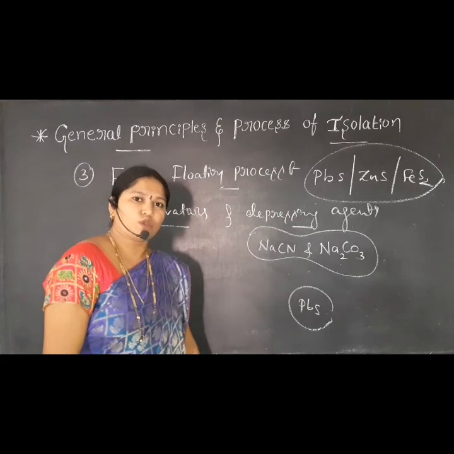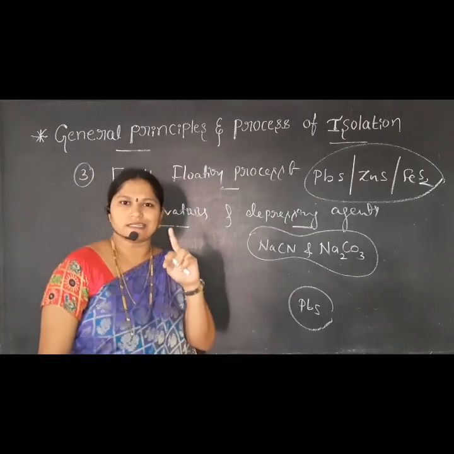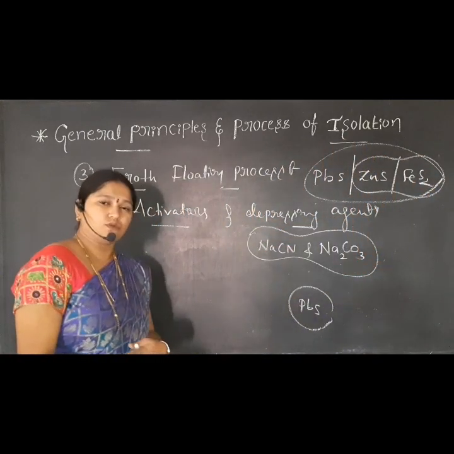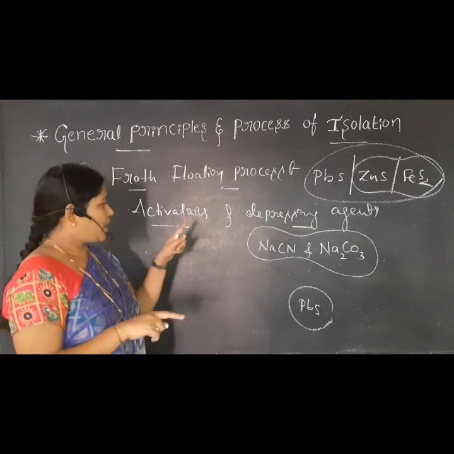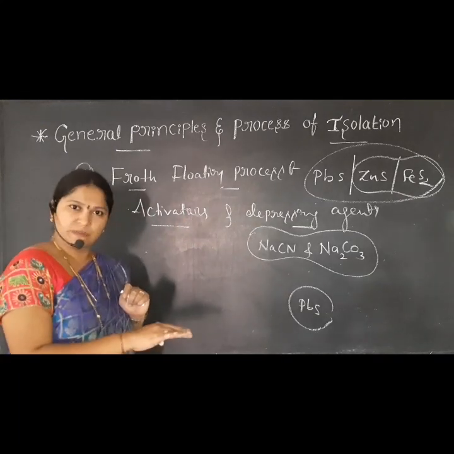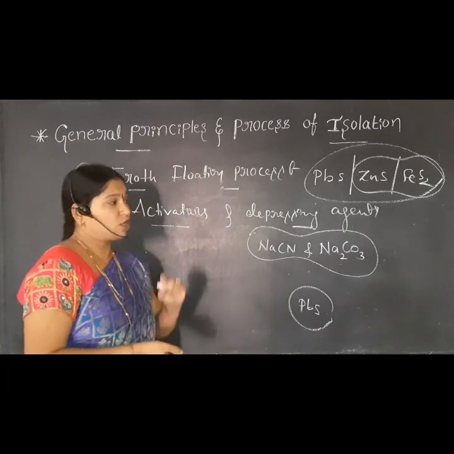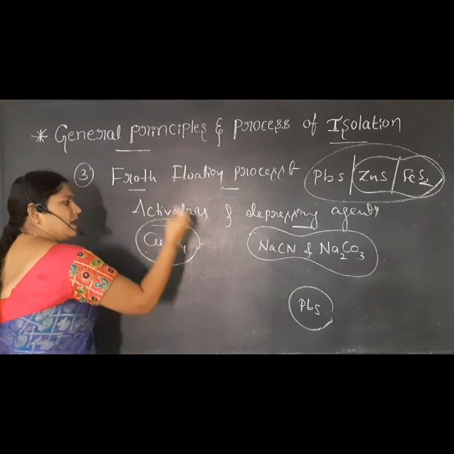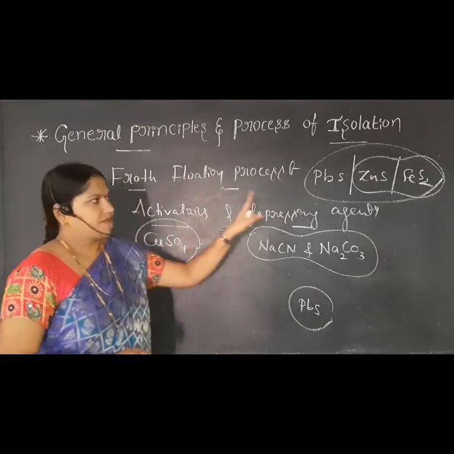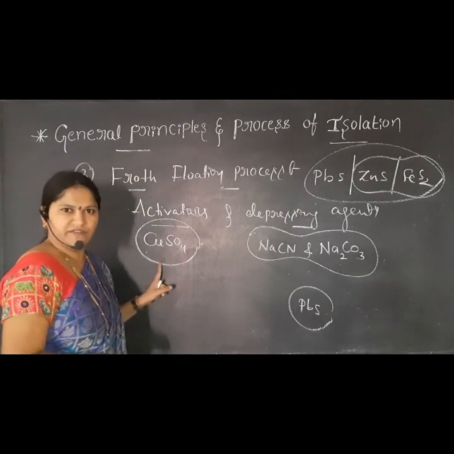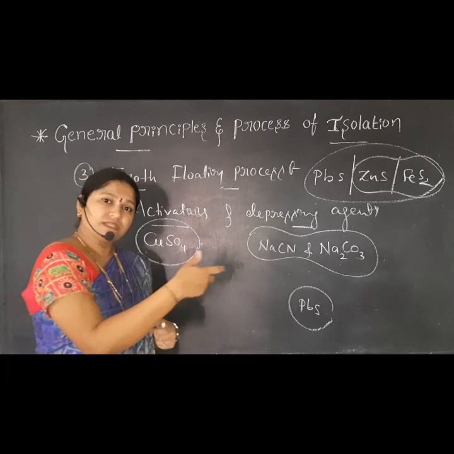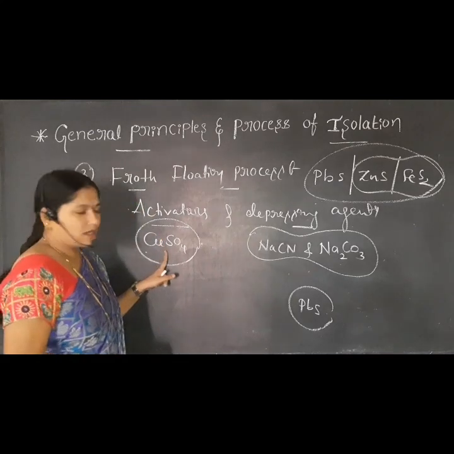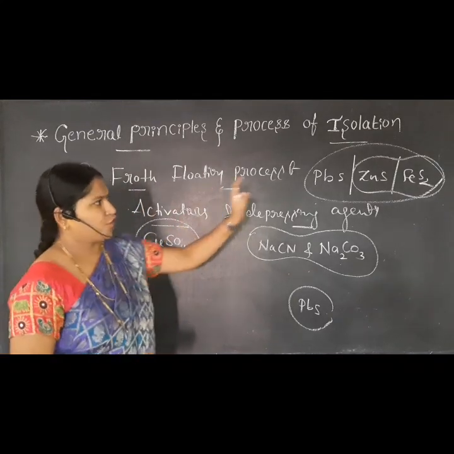Next, what is remaining? We have a mixture of ZnS and FeS2. How to remove these two? How to separate these two? Okay? Again, now we have to go for the activators. We have to activate one by one. First, in order to activate ZnS, add copper sulfate. Copper sulfate is acting like the activator of ZnS. After addition of copper sulfate, ZnS is going to activate, and that means ZnS will come to the froth but not the FeS2.